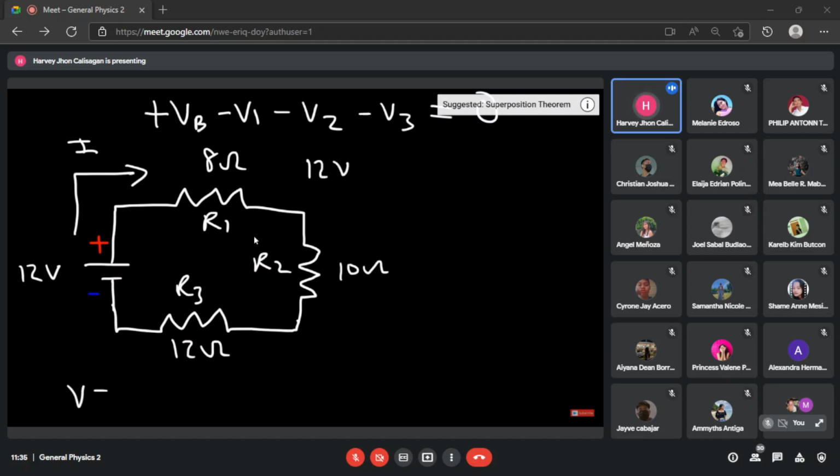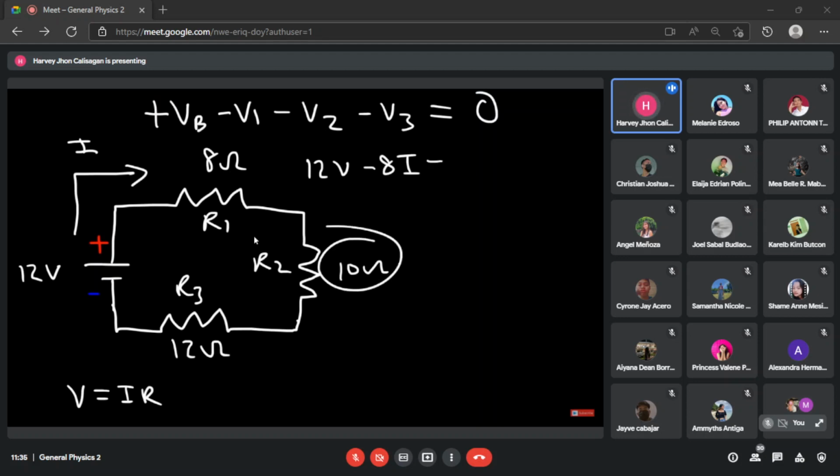Now we know that V is equal to I R. And so the current is the same in the circuit because there's only one path for the current to flow. And so what we have is a series circuit. So V1 is going to be I times R1, and R1 is 8 ohms. So we can say that V1 is 8 times I. V2 is I times R2, I times 10. So that's going to be 10 times I. V3 is going to be 12 times the current that flows through it, which is I.